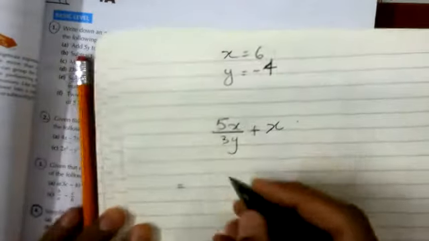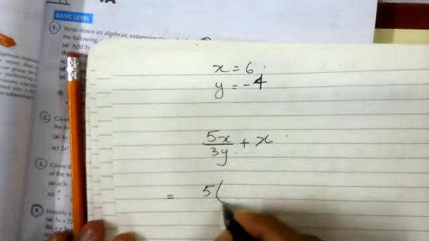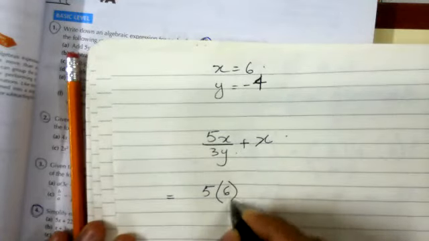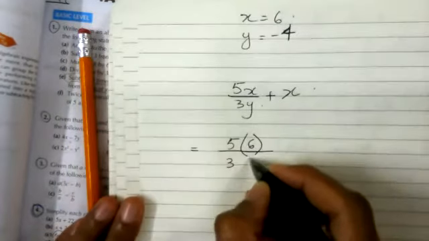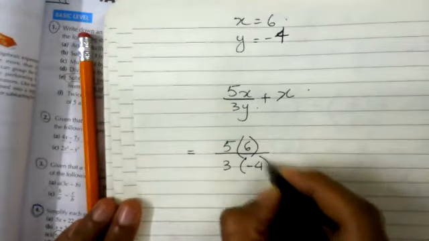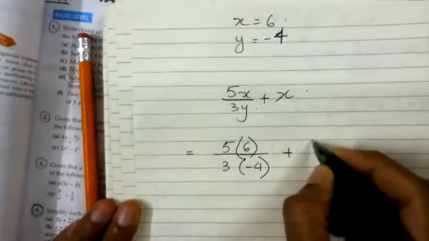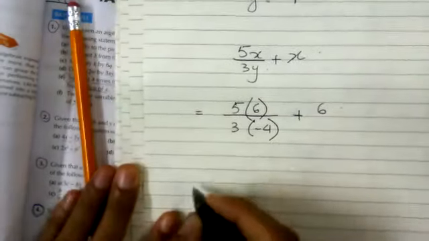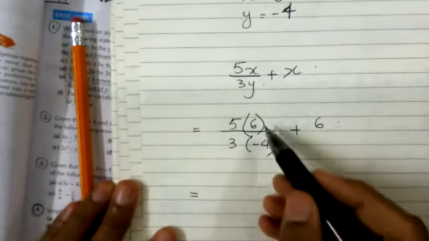So the relation between 5 and x is a multiplication. x is 6, so we will write 5 and in bracket 6, and then divided by 3 and in bracket minus 4. Then you write the multiplication signs and write plus 6. Now we will first solve the fraction.